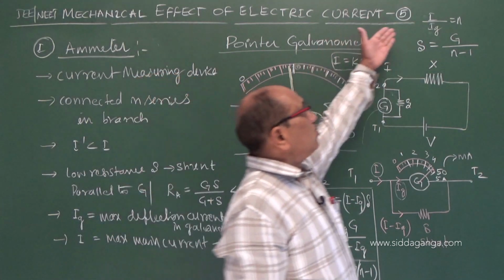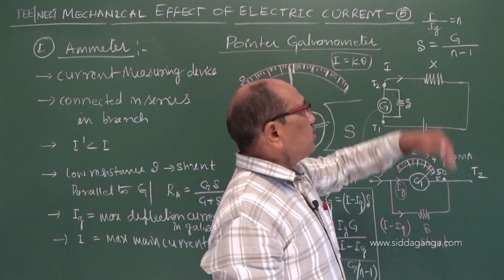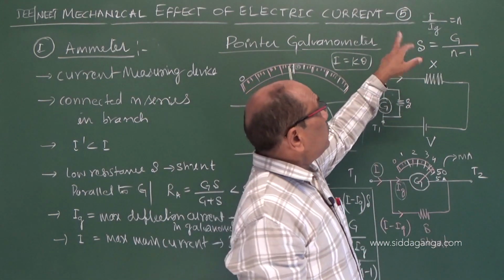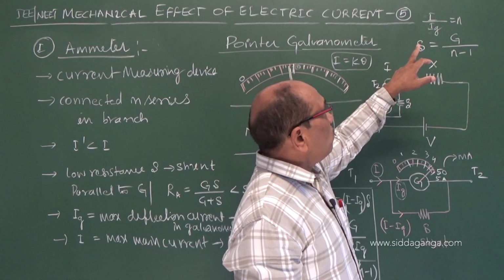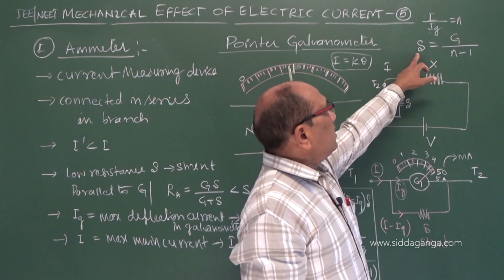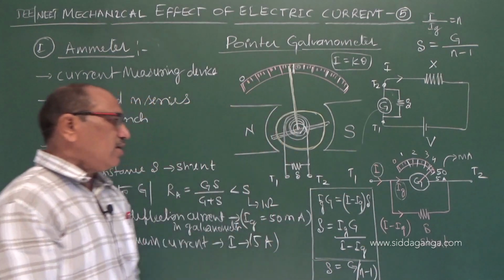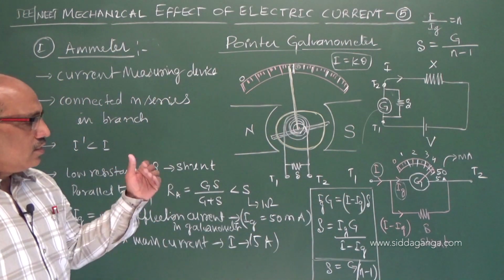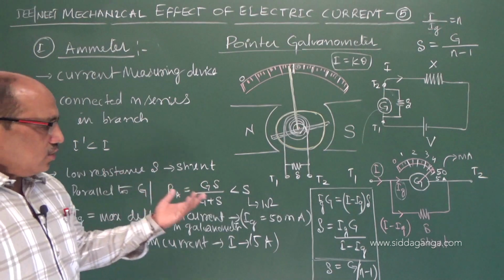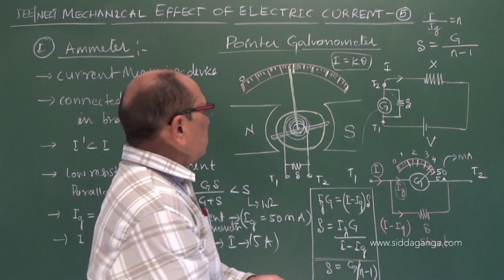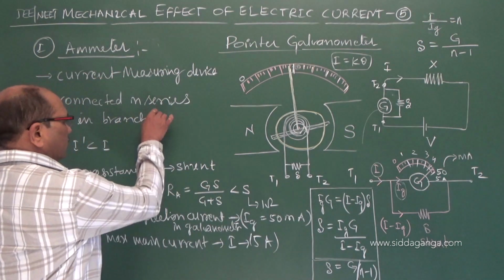Or you can use this also. The ratio of I by Ig, the new range to old range ratio is N. Then S is equal to G upon N minus 1. Either of the equations can be employed. I can show it here with one equation in this part.